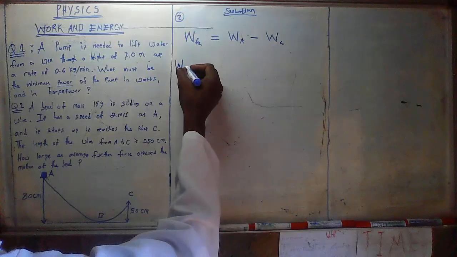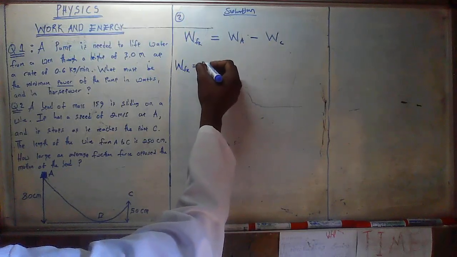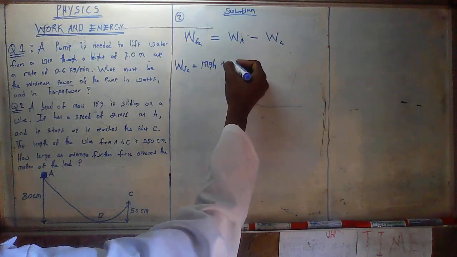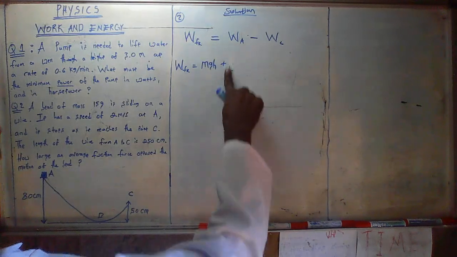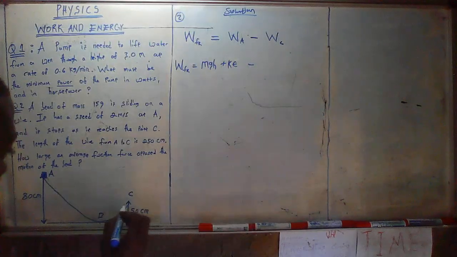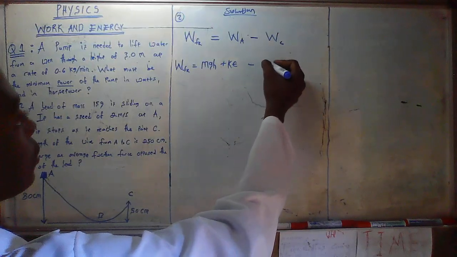So we are going to say the work done by friction force is equal to, at point A, the potential energy plus the kinetic energy, minus, at point C, this thing has stopped moving. When something is not moving, it does not have kinetic energy. Therefore, at point C, since we have got a height, we only have potential energy.